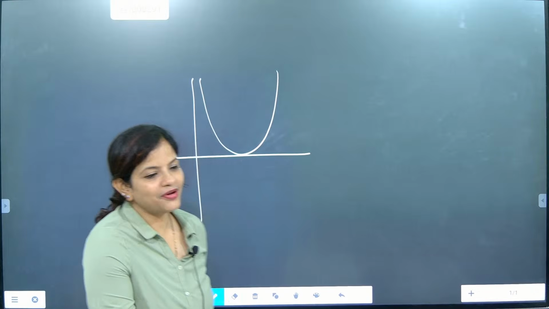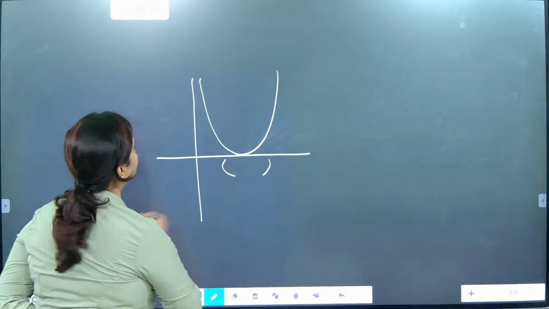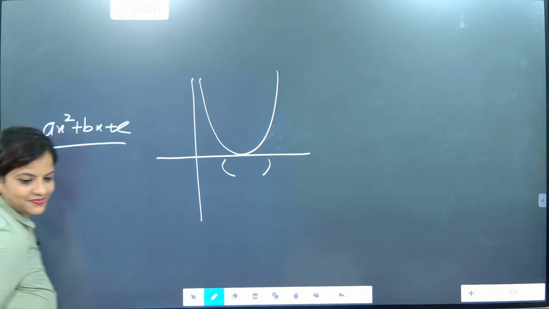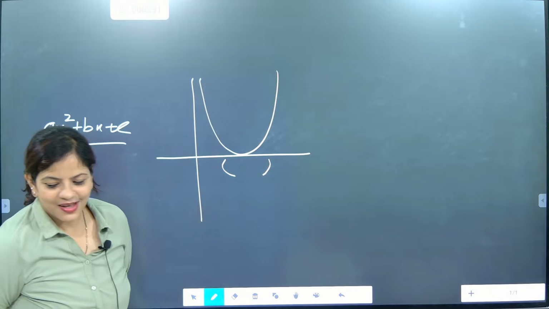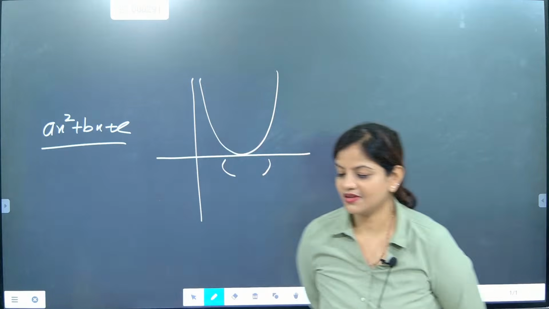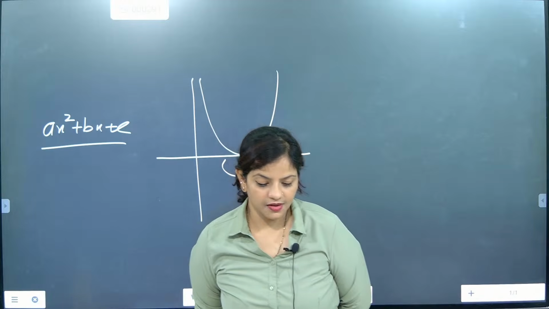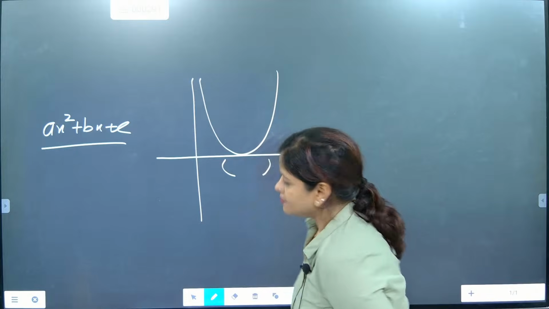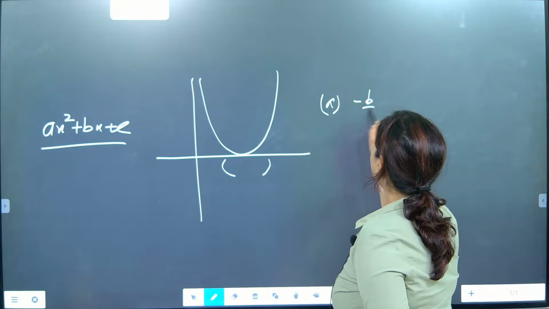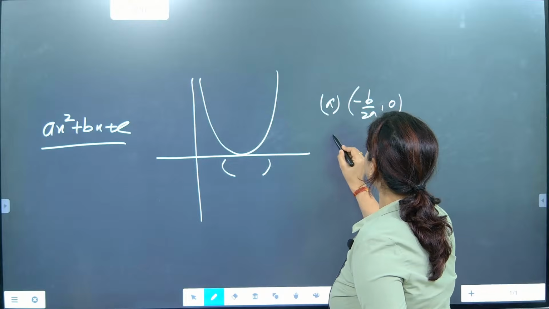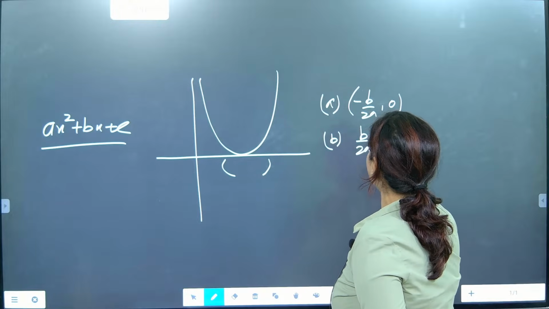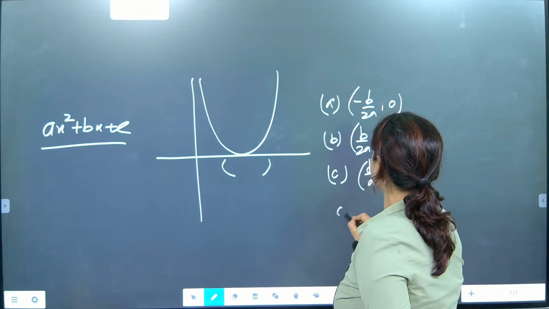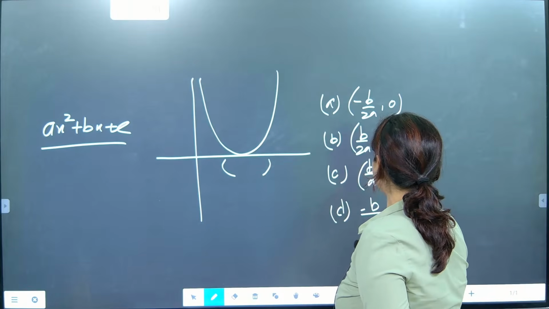Come on, trace out this value. If ax square plus bx plus c. Come on, go for it. Options are minus b by 2a, 0; b by 2a, 0; b by a, 0; minus b by a, 0.